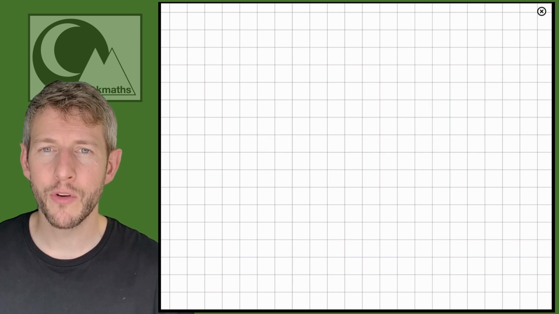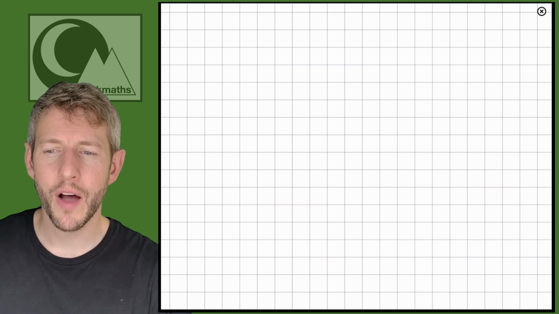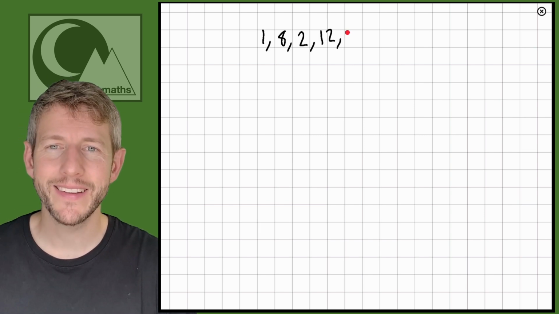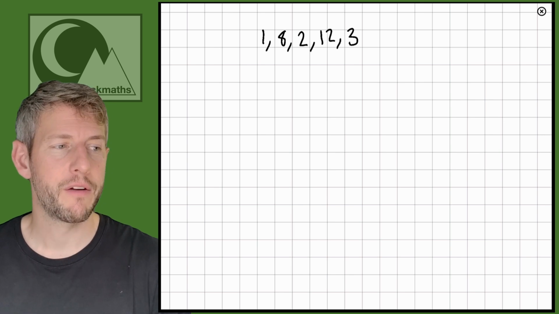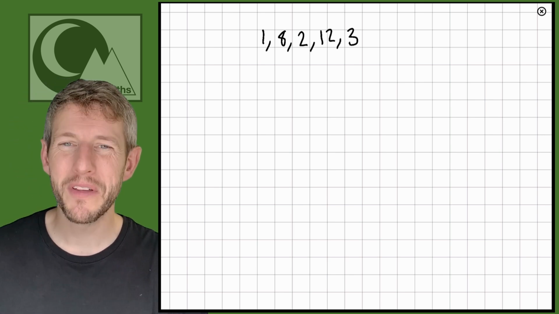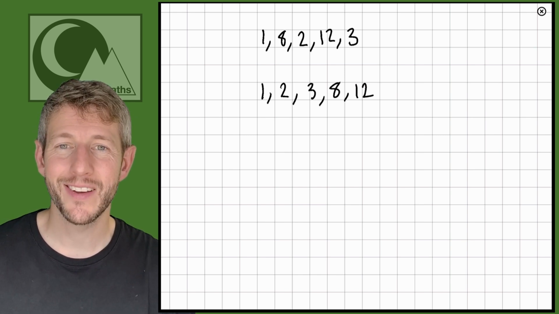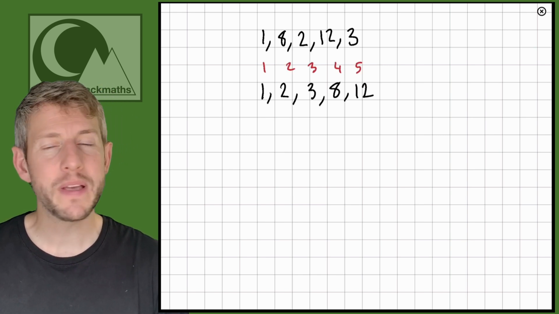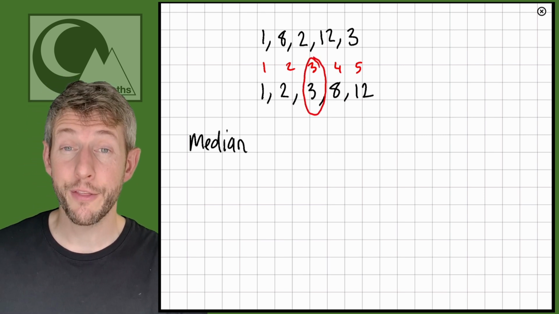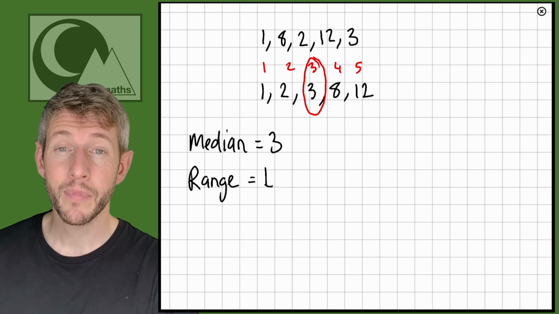Let's now look at another group of data and have a look at their median and range. Let's say I've got another group of data here, and this data is 1, 8, 2, 12, and 3. If we put this in order, it goes 1, 2, 3, 8, 12. It's five pieces of data again, so the median is going to be the piece of data in the third position. So the median of this data is 3.